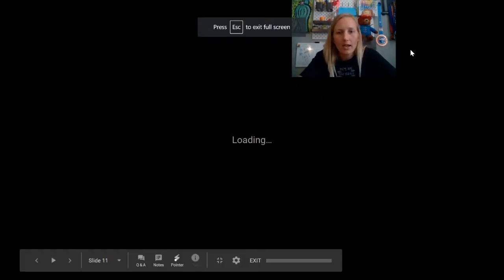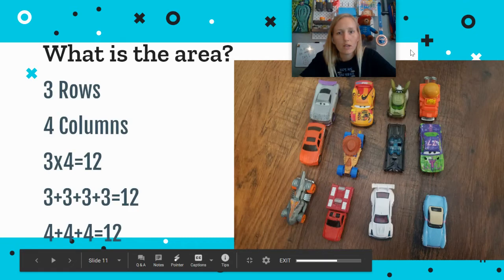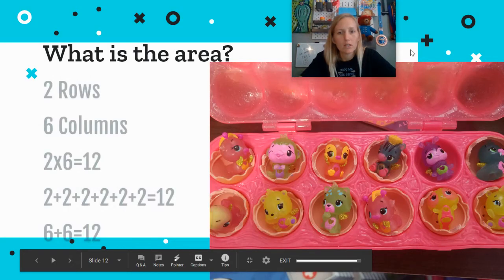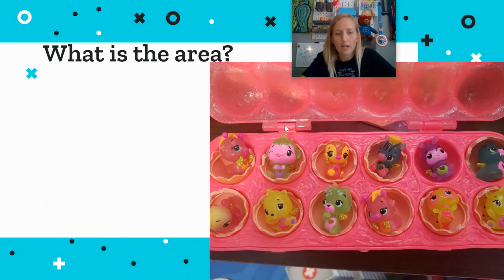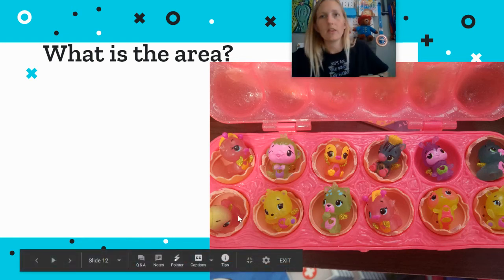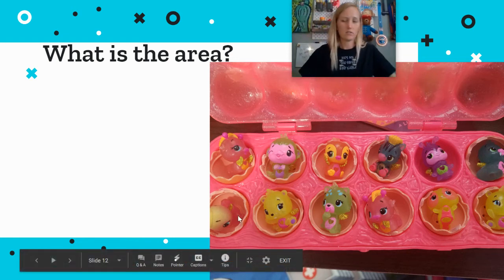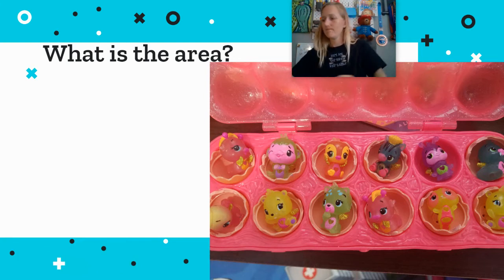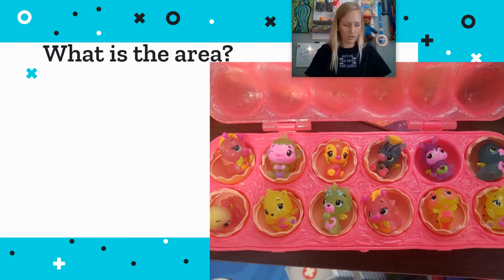All right, let's take a look at, well, a couple more here. We're almost reaching the end on this one, and then you get to make your own array. So this one, we've got an array of Hatchimals. So figuring out how many Hatchimals do we have there? How many Hatchimals do we have?